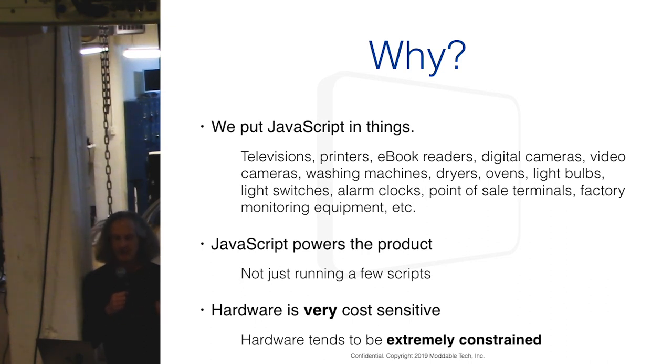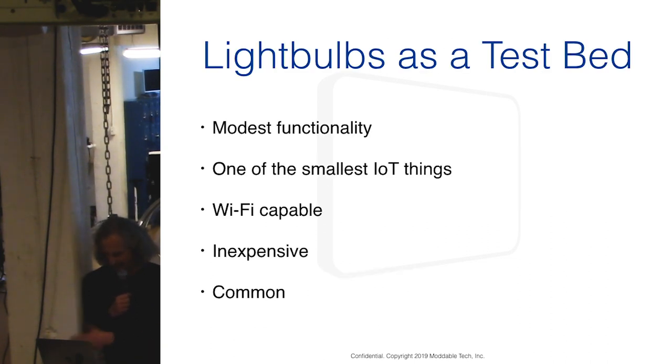The hardware is crazy cost sensitive. You say to people, oh, it's only a dollar and you get Wi-Fi. They're like, yeah, maybe, but for 40 cents we can get pretty close. And so when you say, why don't you just add more and use Linux, they just laugh. It doesn't happen. So you really have to deal with the constraints.